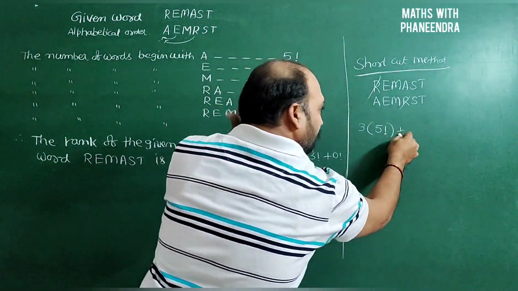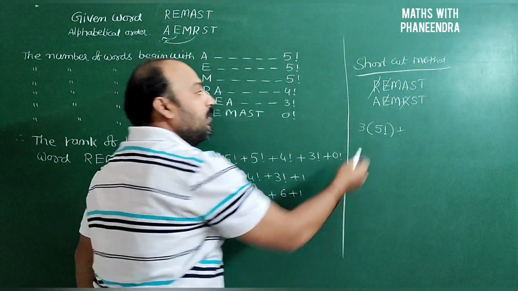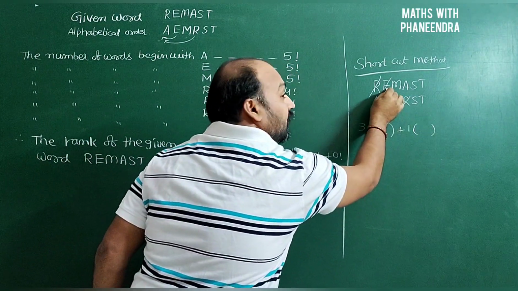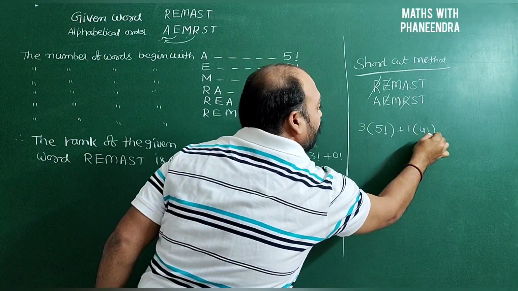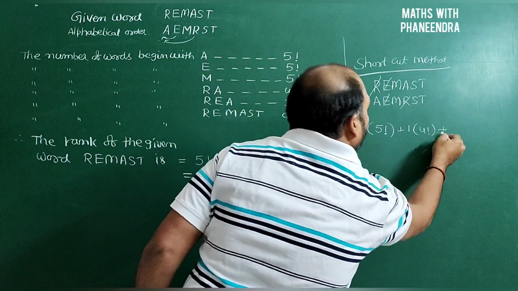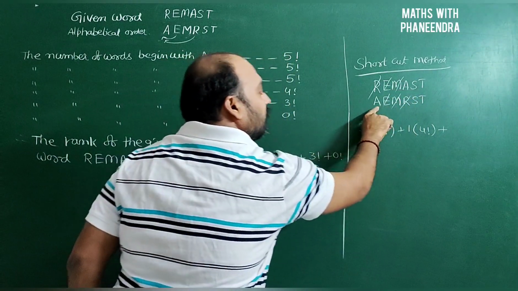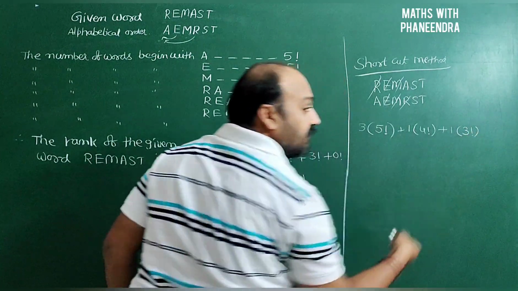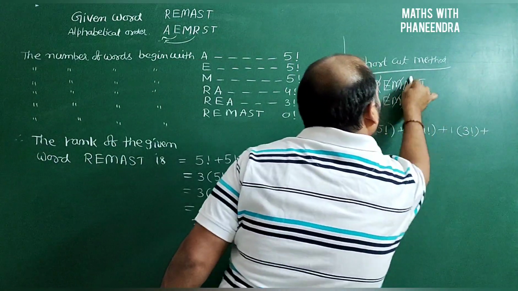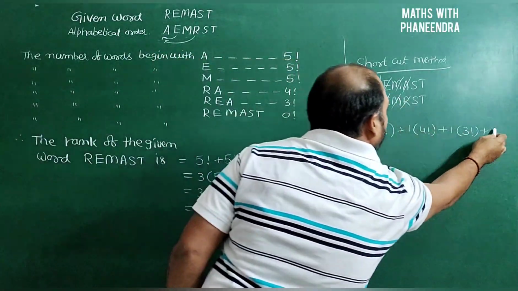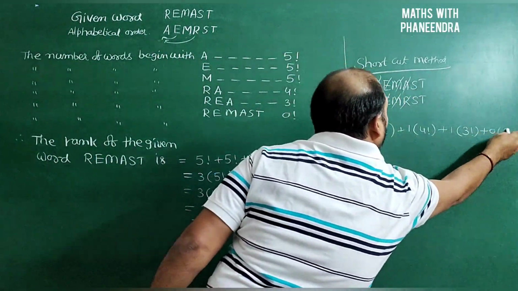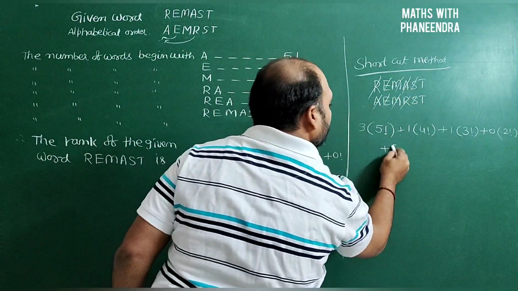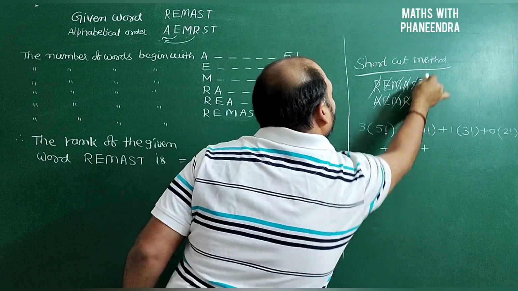And plus, E gets cancelled. Before E, how many letters do we have? Only 1 letter. Into, here after cancelling E, 4 letters are there, which can be done in 4 factorial ways. Plus M gets cancelled. Before M, 1 A is there. So 1 into, the 3 remaining letters can be done in 3 factorial. Plus A gets cancelled. Before A, no letter is there, so 0 into 2 factorial. Plus S gets cancelled. No letter is there, so 0 into 1 factorial. Plus T gets cancelled, 0 into 0 factorial.